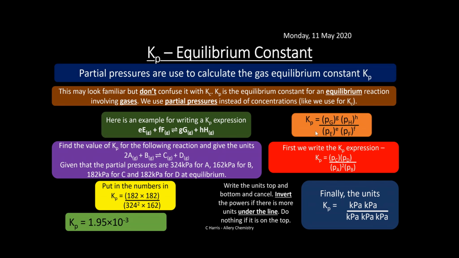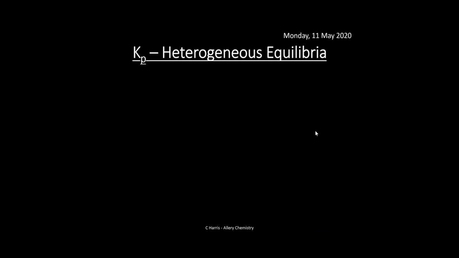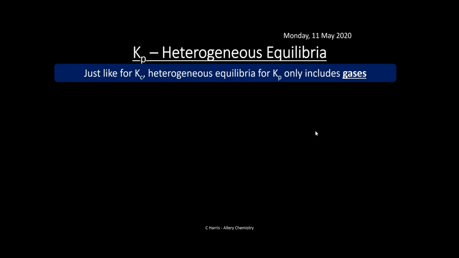We do exactly the same principle. Any that are sitting on the bottom, we invert them, swap the signs if there's a surplus on the bottom, and we cancel the units out. So let's have a look. There they are there. Invert that, and what we get is kilopascals to the minus 1, so that means it's been inverted. So it's kPa to the minus 1, so the full thing has been inverted. Okay, so no difference there with Kc at all. Okay, so let's look at Kp in heterogeneous equilibria. So we've seen it with homogeneous.